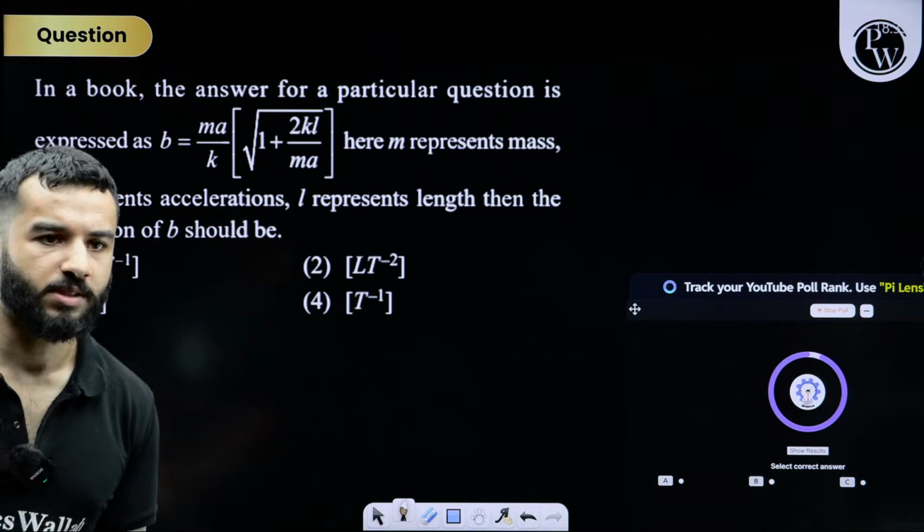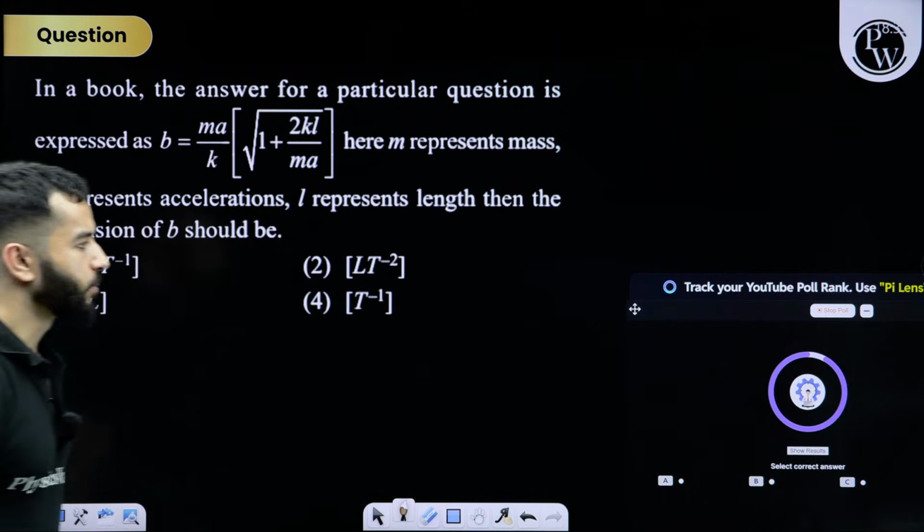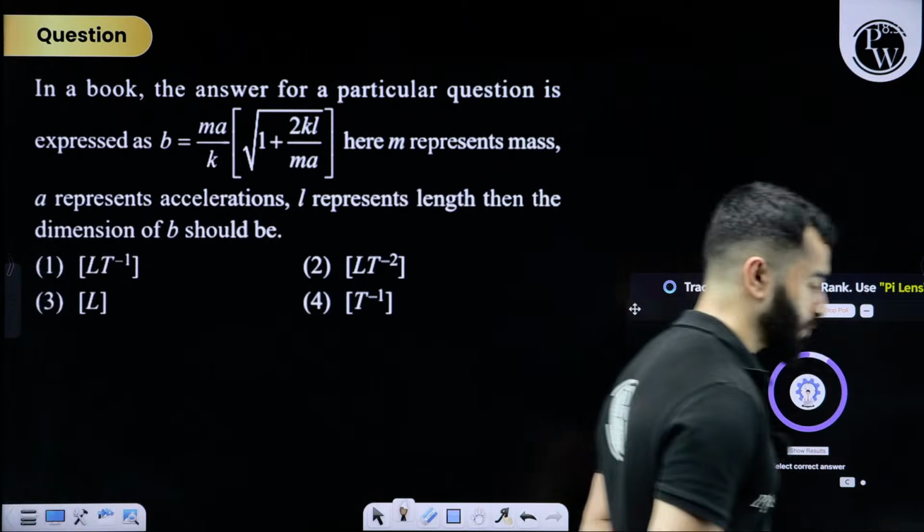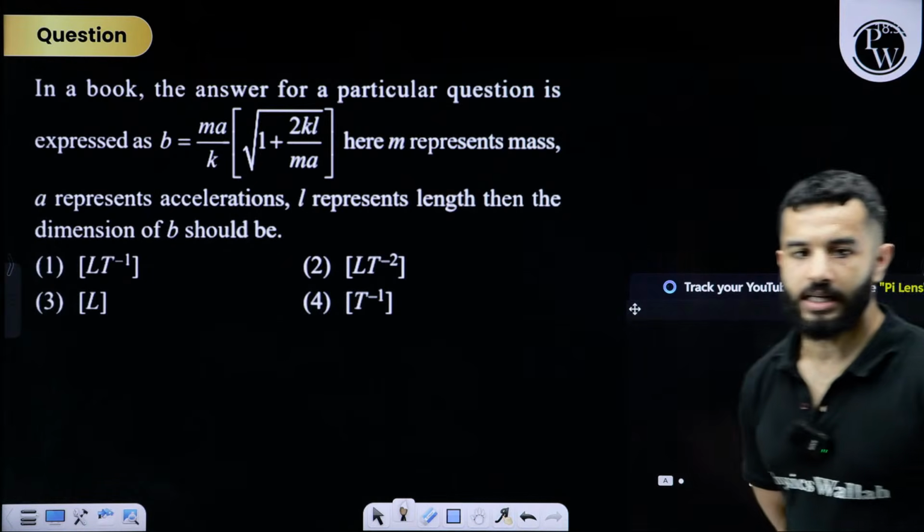Chalo, let's see if the poll is working in this problem or not. If it will not work, I'll see.